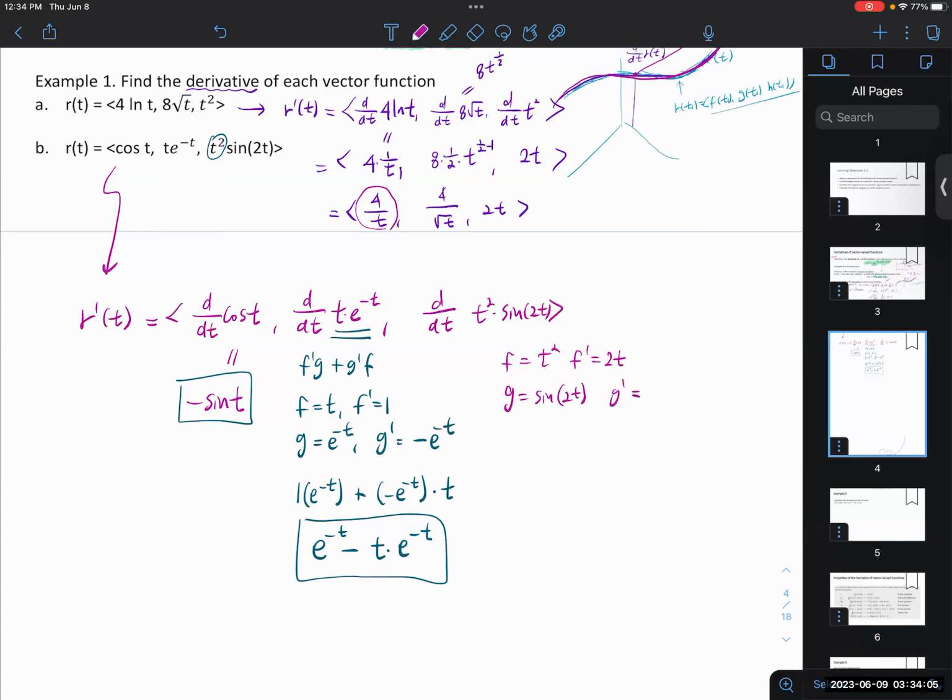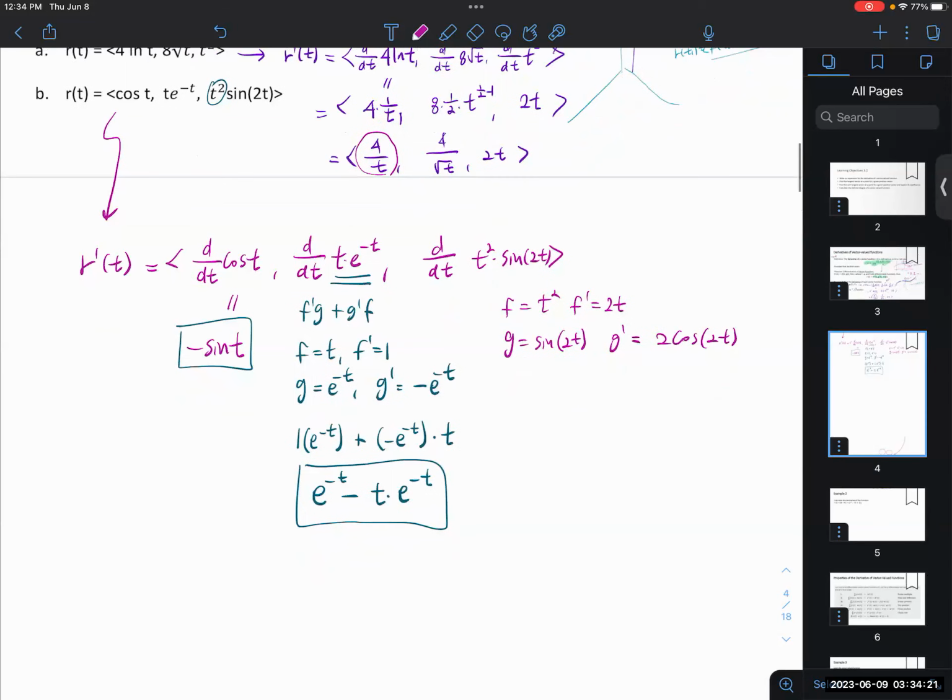G prime, if you remember, you bring the n to the front, and then you take a look at the derivative table. So 2 sine 2t will be cosine 2t. Am I right? So f prime g, g prime f: f prime 2t times g, sine 2t, plus g prime, 2 cosine 2t, and f, which is t second power. So this is going to be your third component.